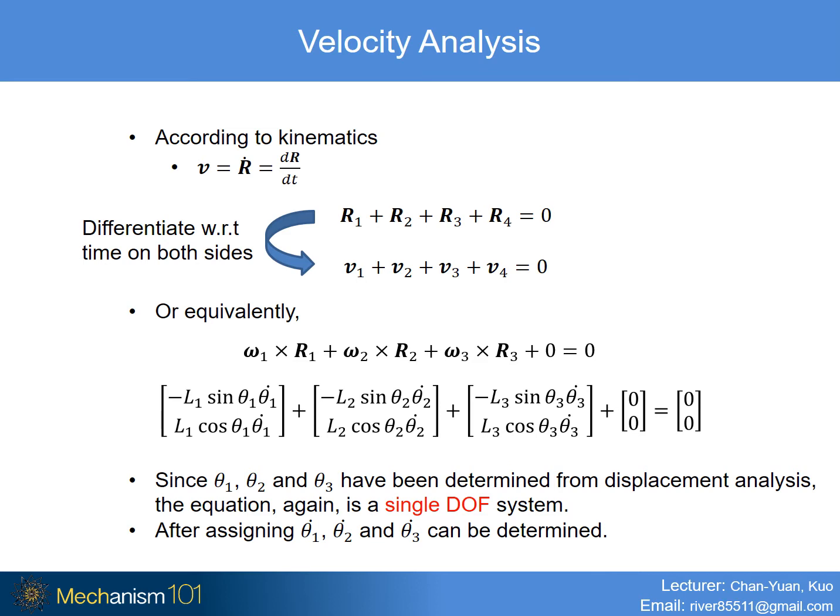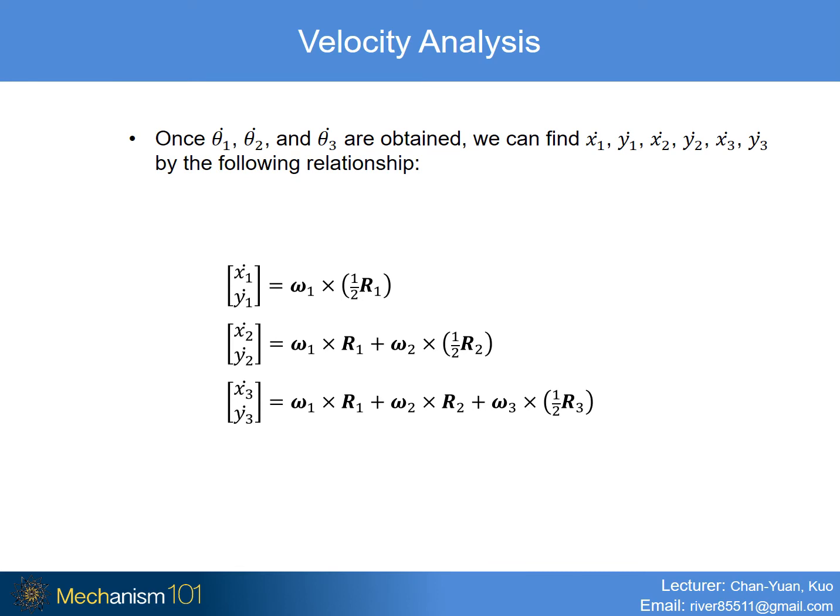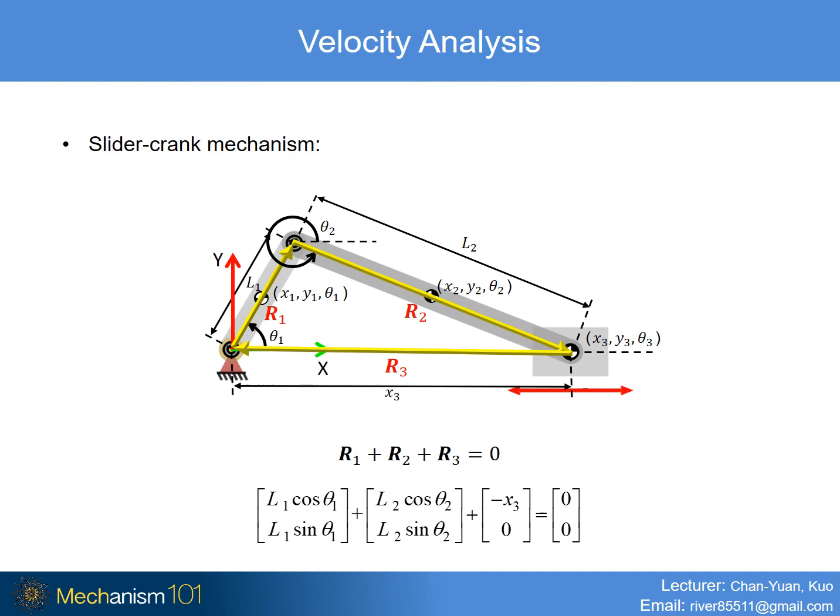Now, to solve for these three coordinates, θ1 dot, θ2 dot, θ3 dot, all you need to do is to specify the value of one of the coordinates, and the rest can be easily determined by solving the two equations with two unknowns using MATLAB. Once θ1 dot, θ2 dot, and θ3 dot have been determined, then the rest of the coordinates can be determined by the following relationships.